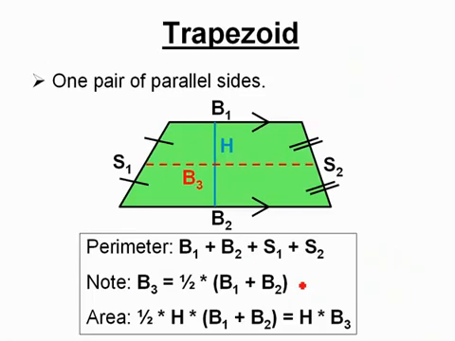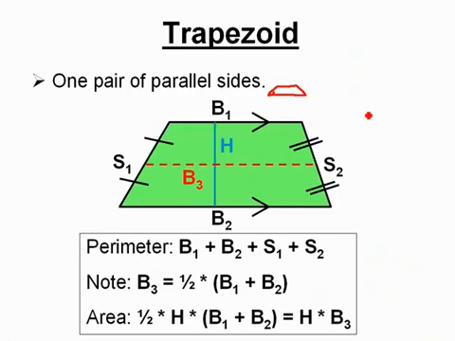Trapezoids. A trapezoid has one pair of parallel sides. So you can see that B1 and B2 are parallel. So this is a standard example of a trapezoid. Often you'll see them where S1 and S2 are equal, something like this. But that doesn't have to be the case. S1 does not have to equal S2. They can, but that's a special case.